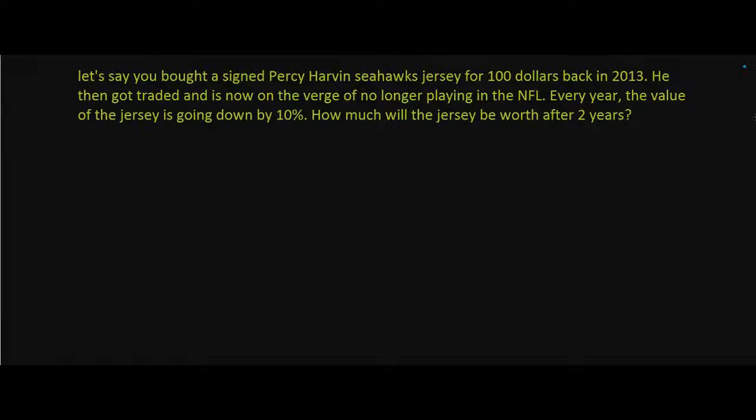Alright, so we have this problem that we're trying to solve, essentially how much the jersey is going to be worth after 2 years. So we know for sure, when you bought the jersey, the initial price was $100.